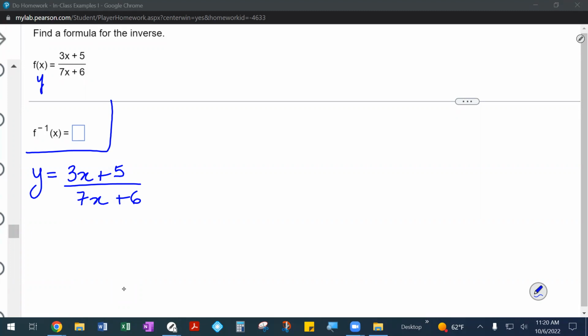Then this is where that switch happens, right? We interchange our x and y variables. So where you see the y, we will now replace that with an x. And in the two places that we have x, we will replace that with a y. So this will now become x equals 3y plus 5 over 7y plus 6 on the denominator.